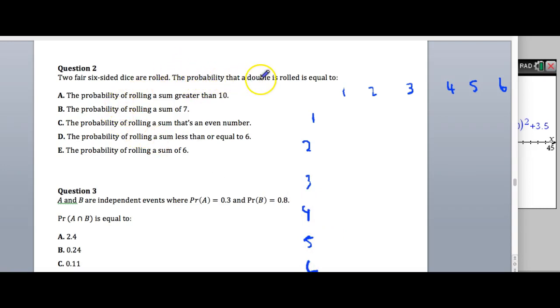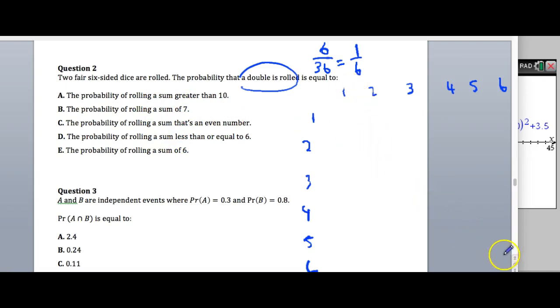The probability that a double is rolled, so the probability of a double, if you think about it, we can have 1, 1, 2, 2, 3, 3, and so on. So there's 6 possibilities out of 36, which is equal to 1 over 6. So the probability of rolling a sum greater than 10, is there any that we could eliminate?